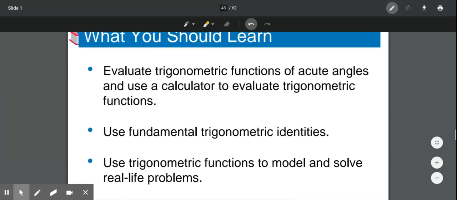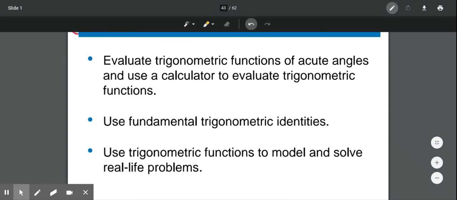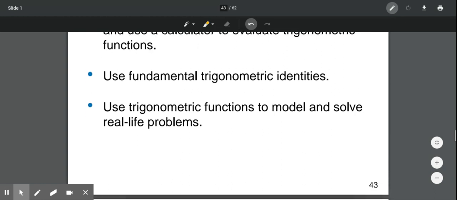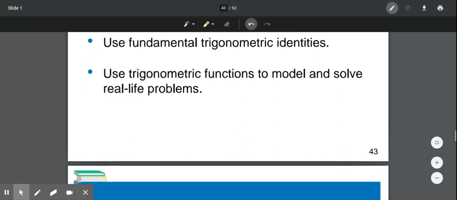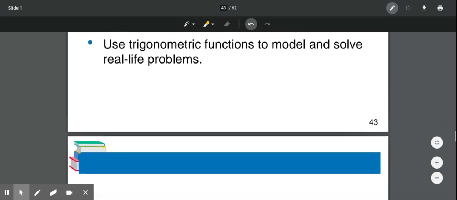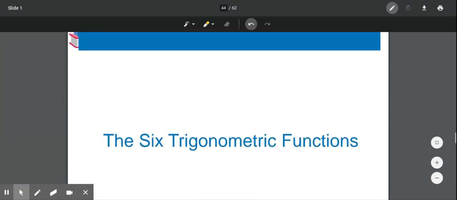All right, so what we're going to learn is we're going to talk about trig functions of acute angles and use calculators just to help us in those evaluations. We'll use fundamental trig identities. So we're going to get into some identities today, and there is a formula sheet. If you check out your Chapter 4 formula sheet in Google Classroom, you'll see that there's way more formulas than you need right now, but a lot that we will end up using in the next few chapters, so we put them all together. And then we'll use trig functions to model and solve real-life problems.